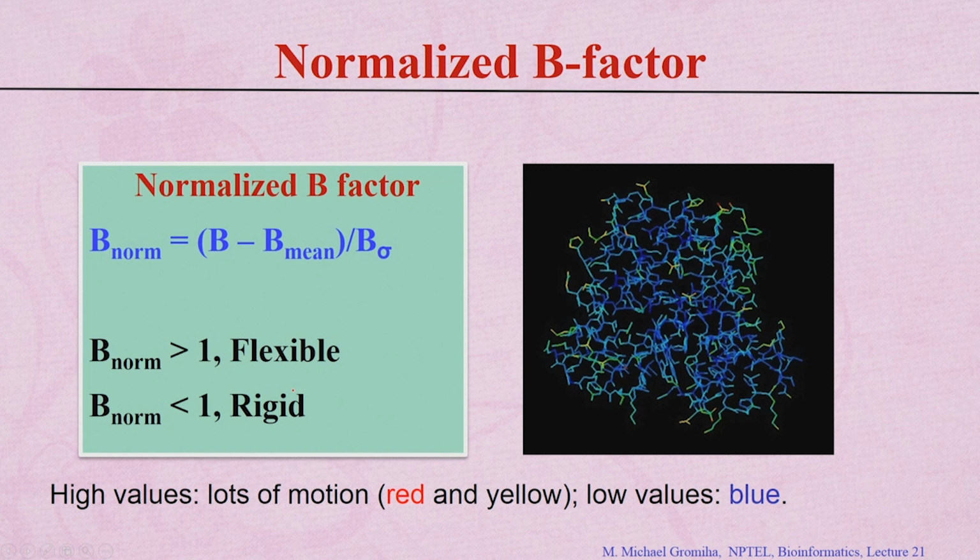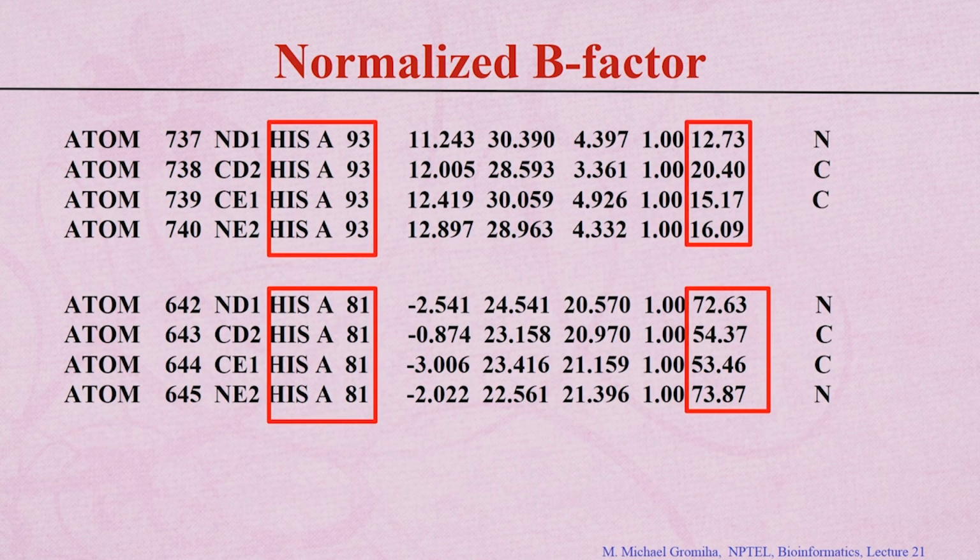In this figure, I showed this figure earlier, see several residues are in blue, okay, they have the low values, right, and some of them are red and yellow, right, they have more motions, depending upon the B factors, right. So, here you give the numbers, so some of them are very high, they are flexible, and in this case they are rigid.